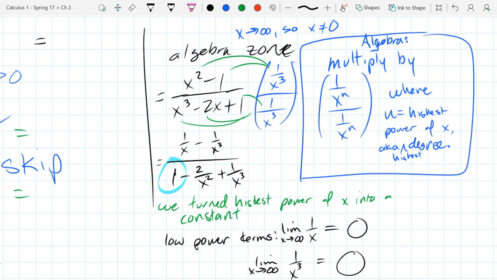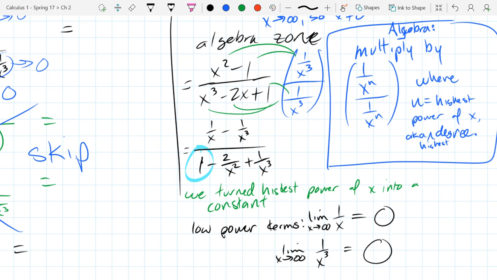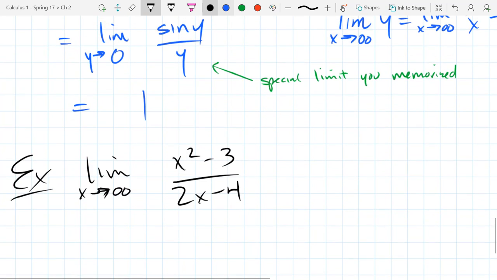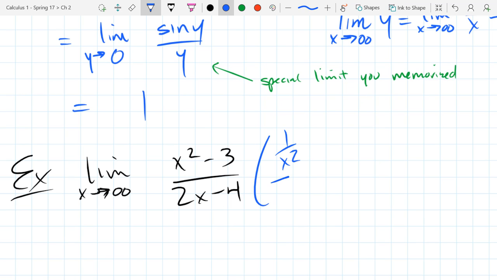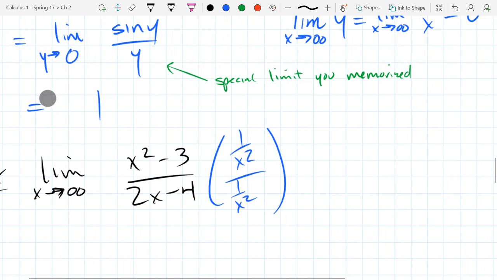Here's that weird algebra trick that we did. You multiply by 1 over the highest power of x in the numerator and denominator. So you're going to do this trick right here. What is our highest power in this expression? It'll be x squared, so you're going to multiply by 1 over x squared, 1 over x squared. That's your step 1. You could do an algebra zone, but it's probably faster to not start a separate algebra zone. You're not going to do that much algebra here. It's only 1 or 2 steps.